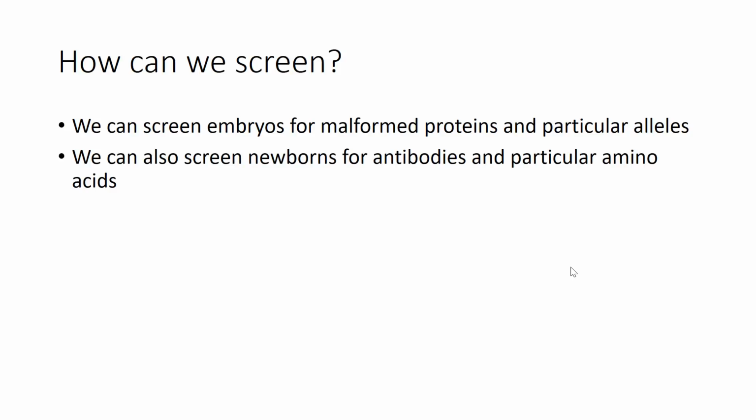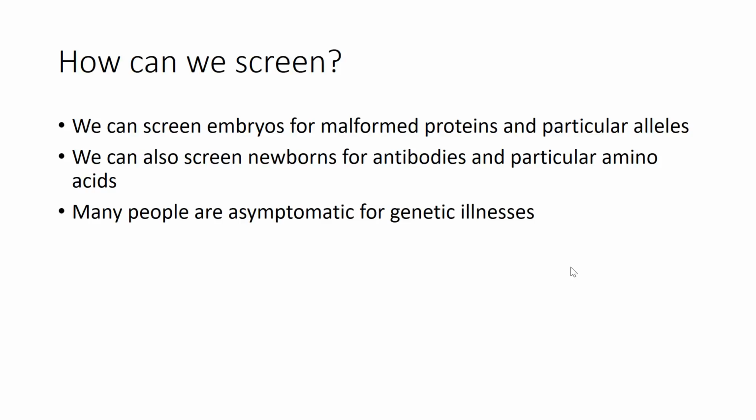We can also screen newborns for antibodies and for particular amino acids. And this is done with phenylketonuria; almost every country on Earth screens newborns for phenylketonuria. And again, you're screening for a large number of phenylalanine amino acids in the blood. But you can also screen newborns for antibodies, and you can remove cells from newborns and screen their genome for particular alleles without necessarily having to sequence the entire genome.